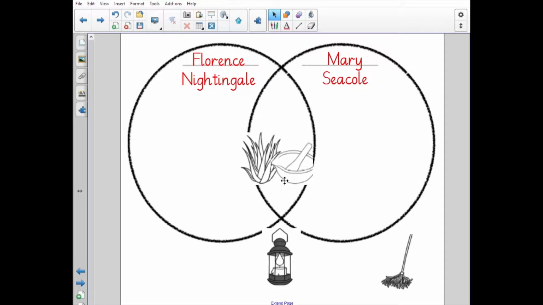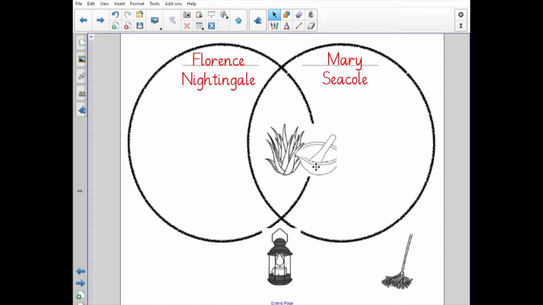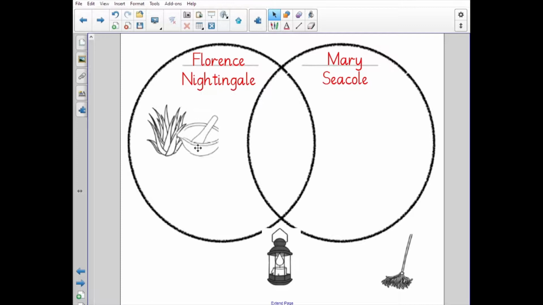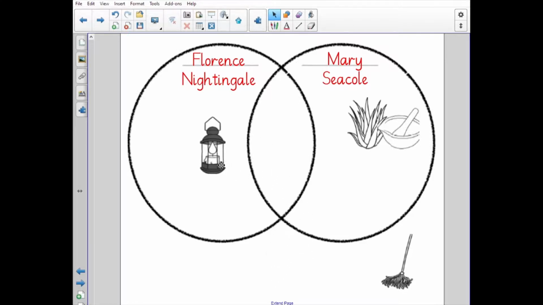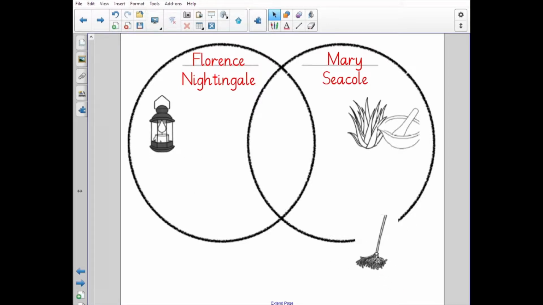Let's have a look at this one first, the herbal medicines, the traditional medicines. Was that more Florence Nightingale's thing or Mary Seacole? Well, it was Mary Seacole, and she'd learned some of those from her mum, remember, in Jamaica. The lamp. Who was it that was known as the lady with the lamp? It was Florence Nightingale. Now, Mary Seacole would have used the lamp, I'm sure, but Florence Nightingale is really known for that. And I've got a mop here as well, representing cleanliness, keeping things clean.